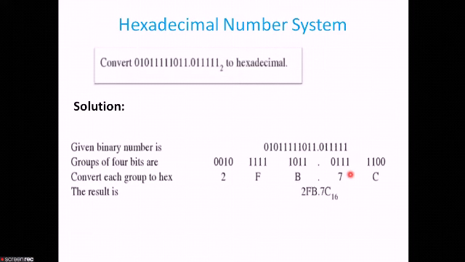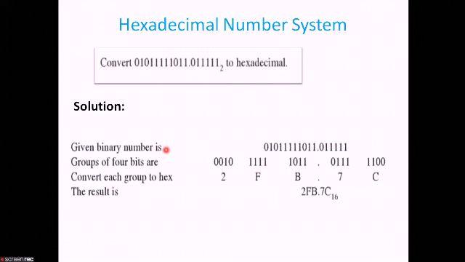Next is converting a bigger number. It is a mixed number consisting of integer and fractional parts, and we have to convert it into hexadecimal. Now we have to convert 10111011011.011111 to the base 2 into hexadecimal. Again the solution is the same as the previous one.